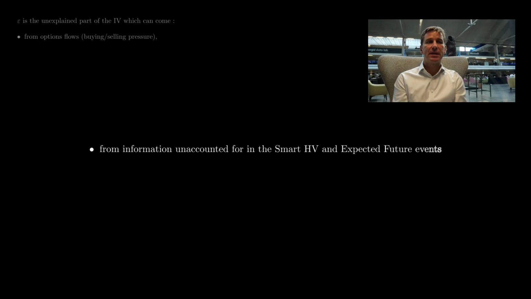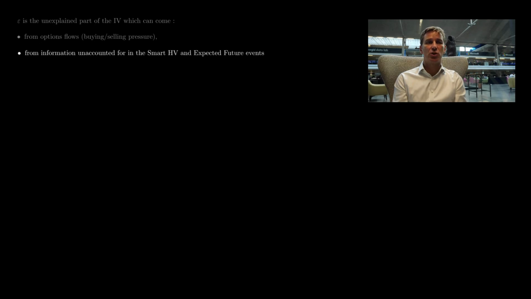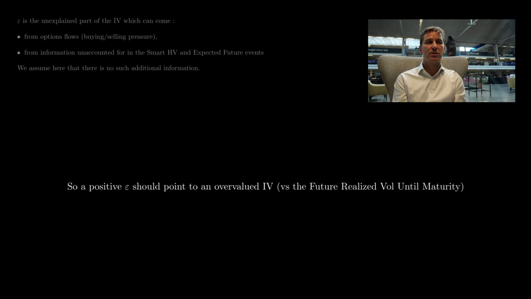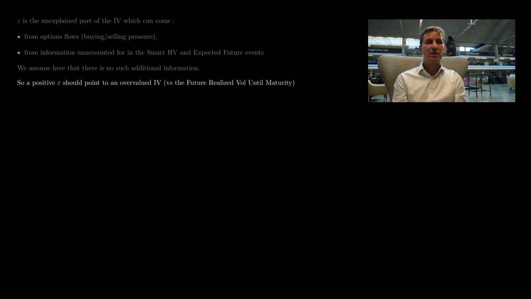Let's come back to the financial meaning of epsilon. It is the unexplained part of the IV. The usual cause for it is a buying or selling pressure, but we should always ask ourselves if there is a specific context for the stock which could justify the gap between the expected and actual IV. This task is assigned to the trader using the indicator. In the absence of a specific context, epsilon should tell us if the IV is over or undervalued.